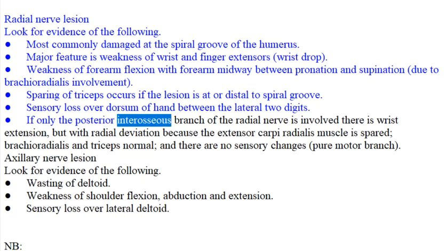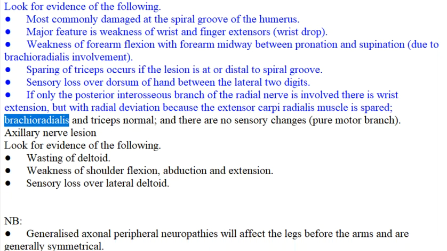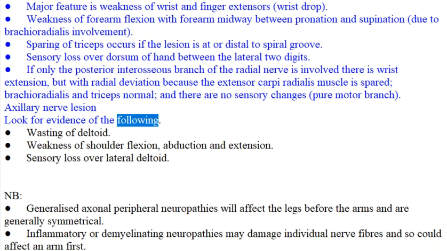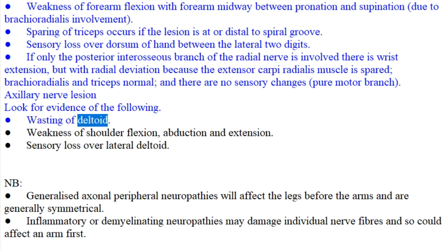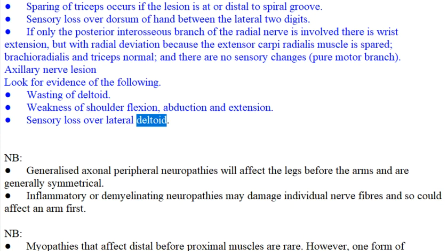If only the posterior interosseous branch of the radial nerve is involved, there is wrist extension, but with radial deviation because the extensor carpi radialis muscle is spared, brachioradialis and triceps normal, and there are no sensory changes, pure motor branch. Axillary nerve lesion. Look for evidence of the following. Wasting of deltoid. Weakness of shoulder flexion, abduction, and extension. Sensory loss over lateral deltoid.